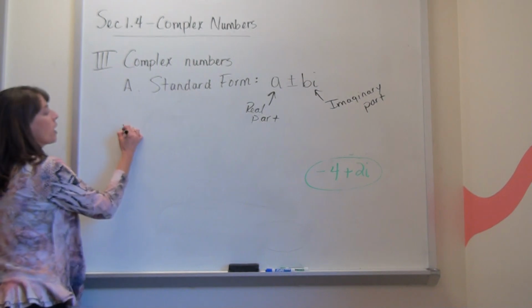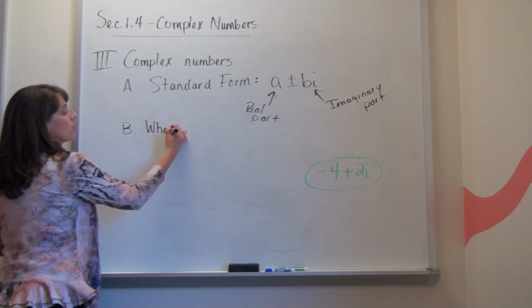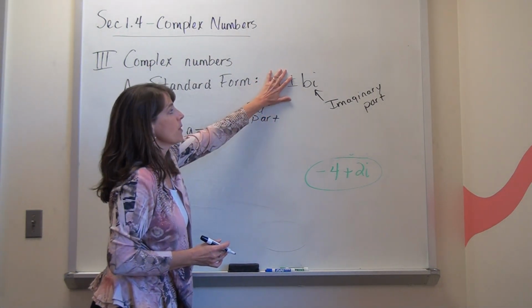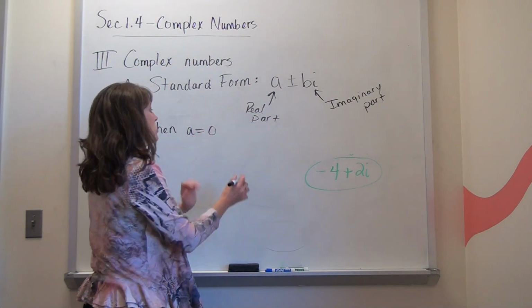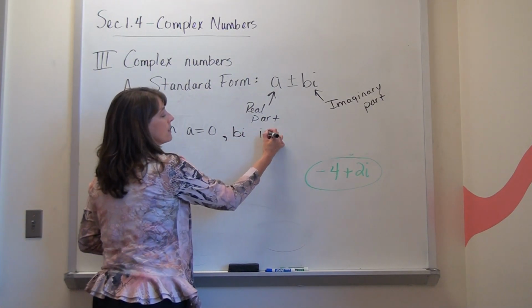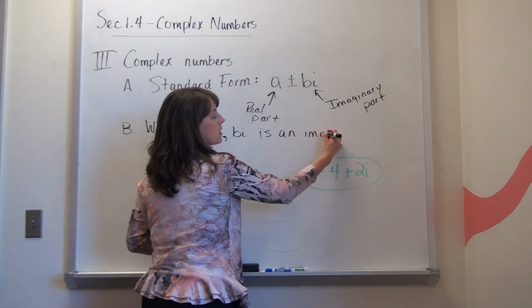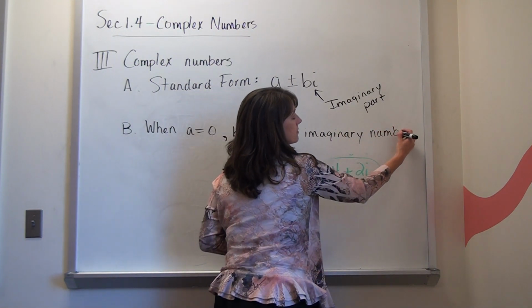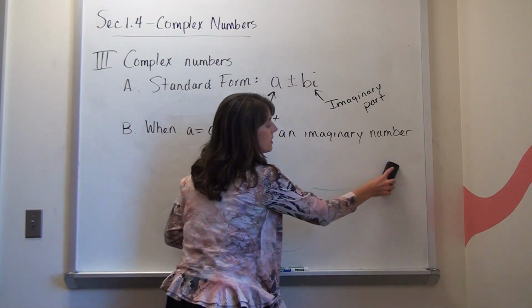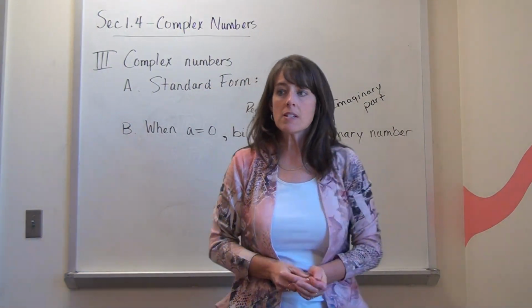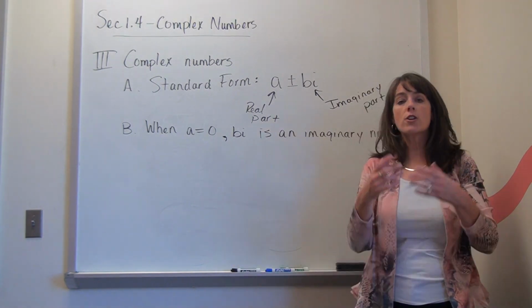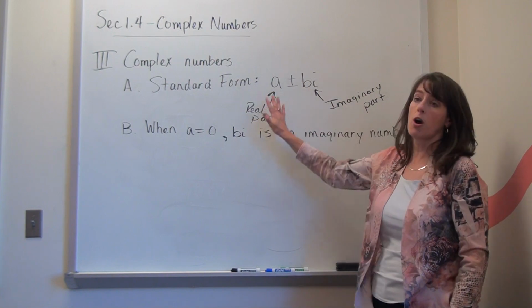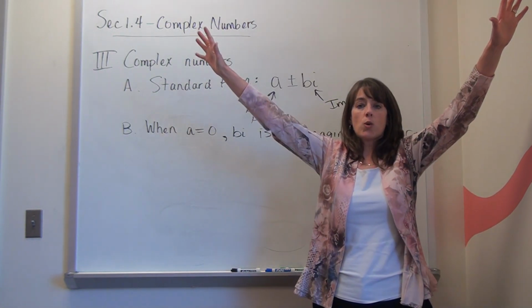Now, your complex number, when that a, the real part, becomes a 0, all you're left with is an imaginary number. So that bi is an imaginary number. And basically that is just illustrating that when we talked about sets of numbers before, I told you guys that everything you could think of at that point in time was going to be a real number. Well, we can think beyond that now. Now we can get into complex numbers. That is the main category.